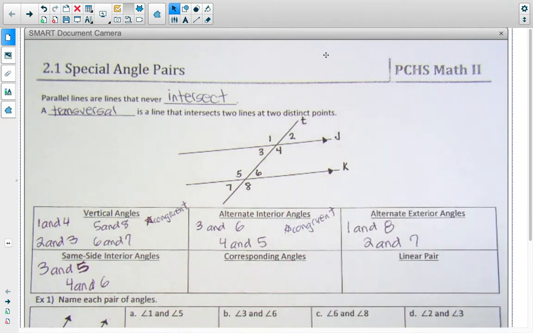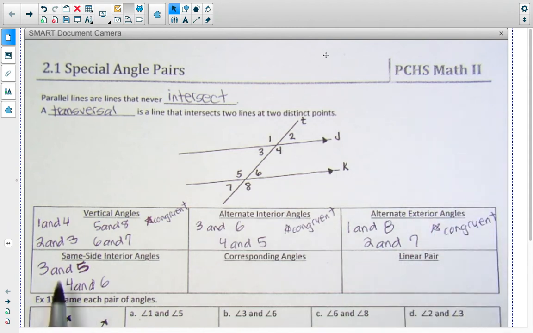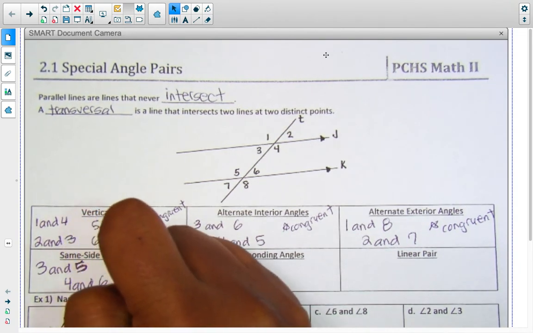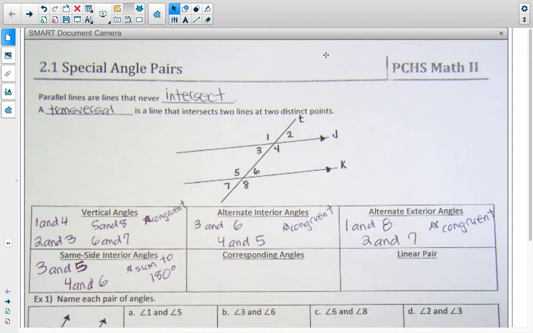Alternate exterior angles are also congruent to each other. Same side interior angles are equal to 180, so they sum to 180 degrees. So 4 of our 6 special angle pairs defined so far.